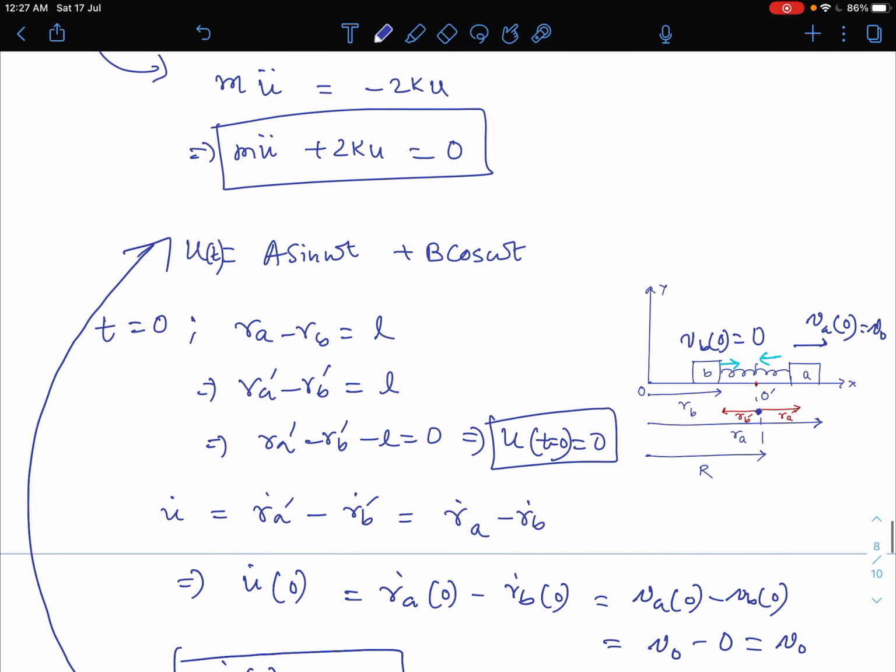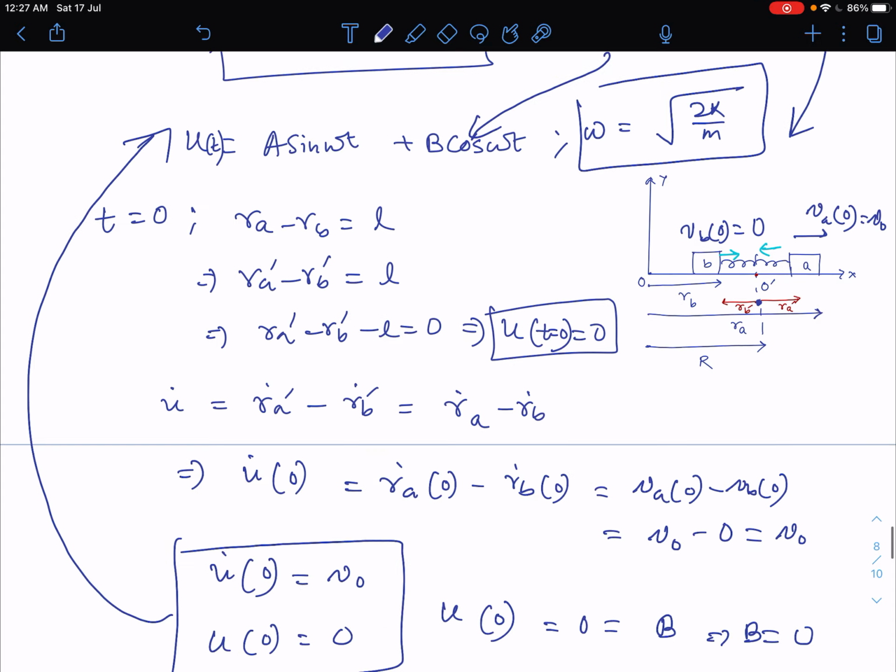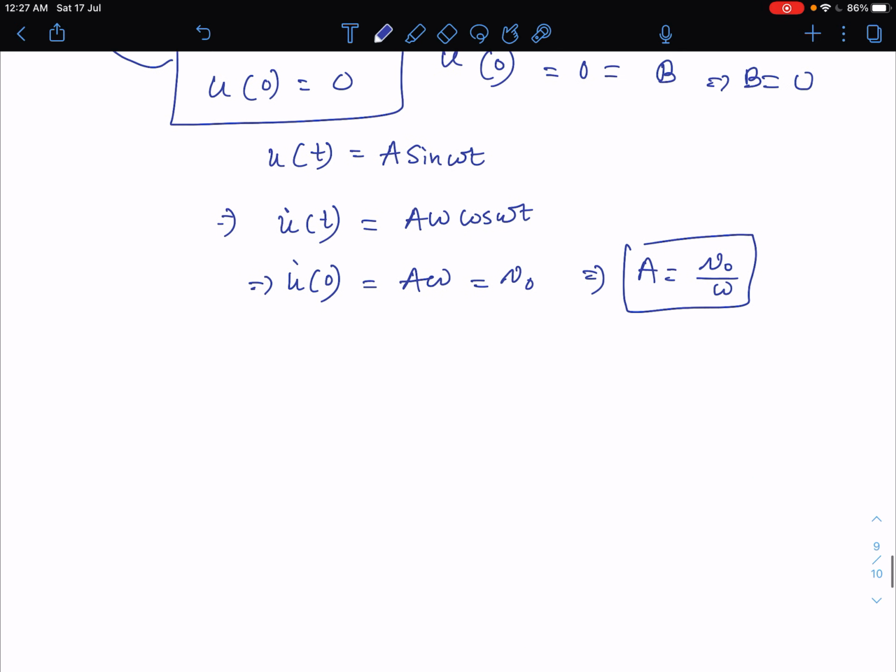By the way, omega is the root of 2k by m, since this is equivalent to u double dot plus omega squared u equals 0, and that has this solution. So what is our u of t now? u of t is V0 by omega sin omega t.